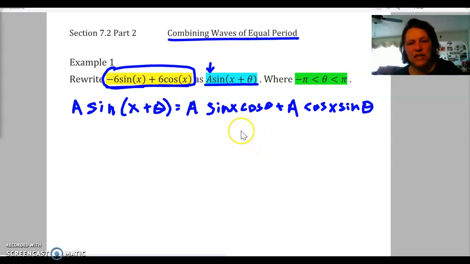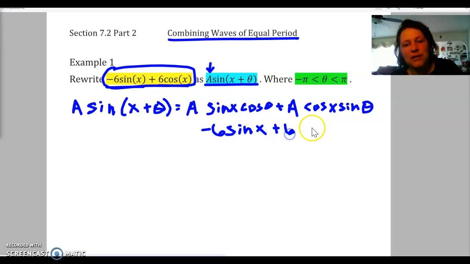So if it's in expanded form, then we have negative 6 sine x plus 6 cosine x, and we want to compare these two to what's above it so that we can rewrite that in.